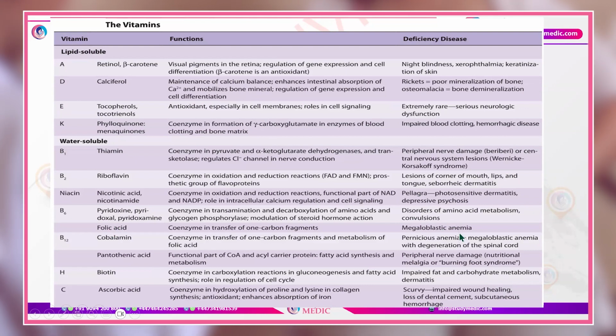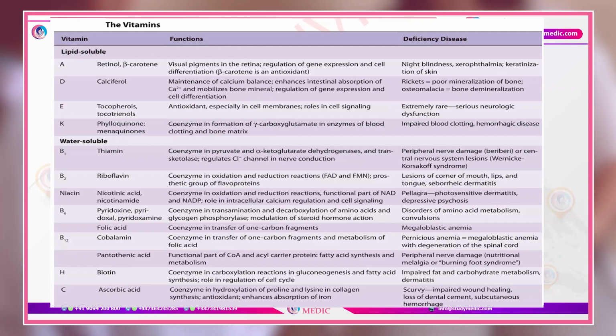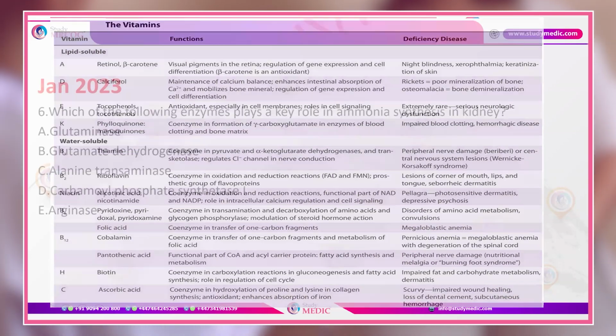Then about folic acid, we just saw neural tube defect and megaloblastic anemia. B12, also called cobalamin, its deficiency will lead to pernicious anemia, a megaloblastic anemic picture. Then pantothenic acid, burning foot syndrome. Then biotin, it will lead to impaired fat and carbohydrate metabolism and dermatitis. Ascorbic acid deficiency will lead to scurvy. So this image will give you a quick overview of all the water-soluble and lipid-soluble vitamins.